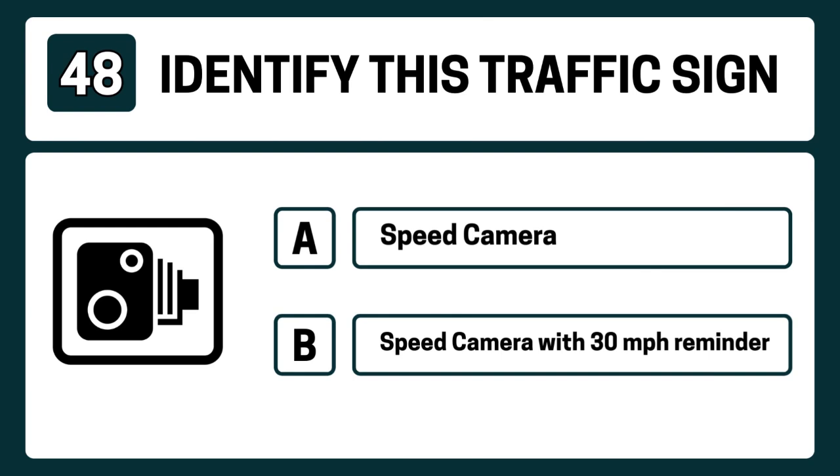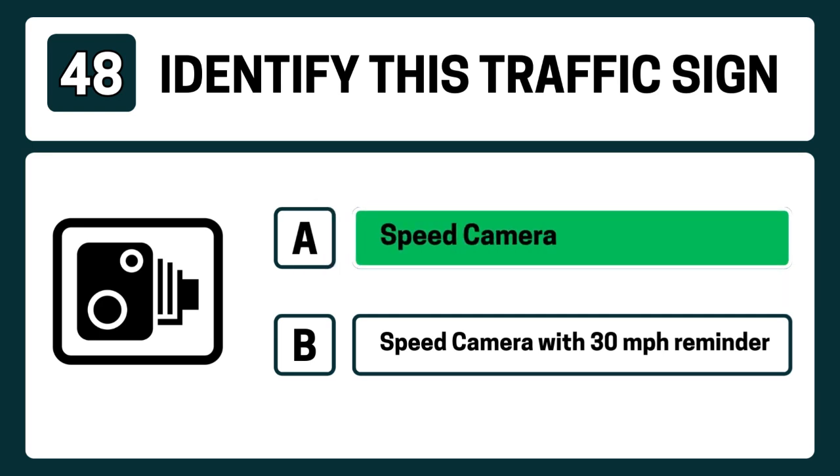Speed camera or speed camera with 30 miles per hour reminder? That's right. The speed camera sign warns that speed enforcement cameras are in use.